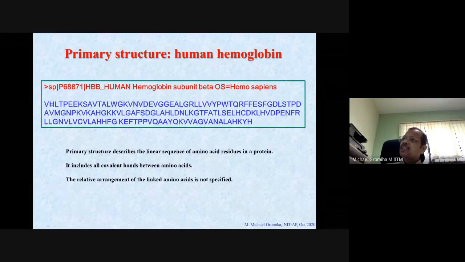You can see this is a sequence. This is valine, this is histidine. These two residues join together by the elimination of a water molecule. Likewise, they join together to form the functional protein. If you see the hemoglobin, position 6 is a glutamic acid. If you convert it to valine, that is what causes sickle cell anemia.